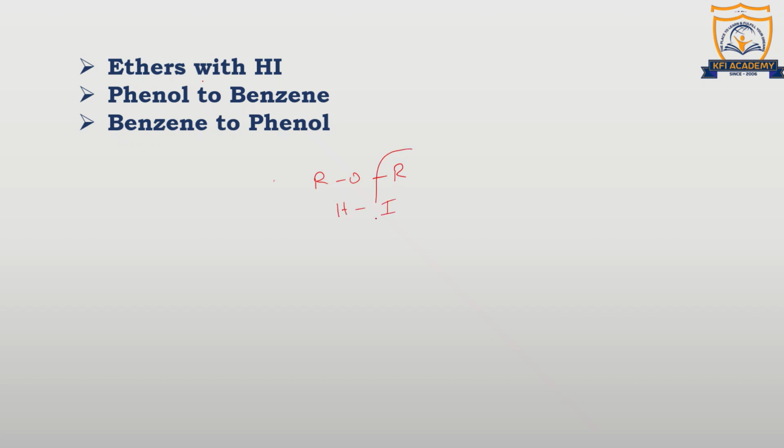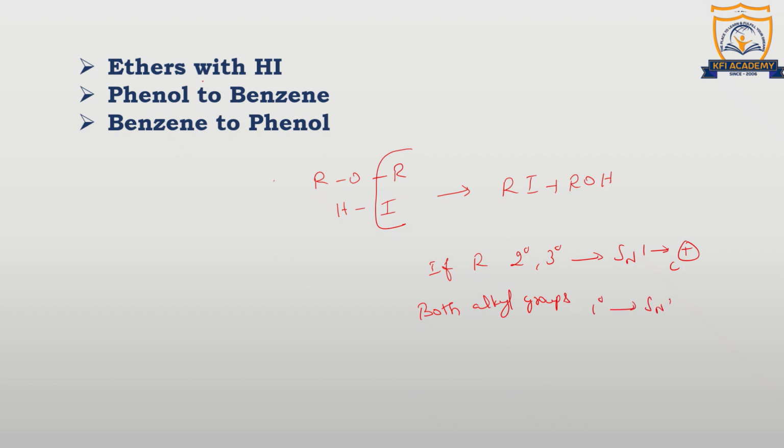So commonly we can write, this will become RI plus ROH. But there is only one condition. If this R is secondary or tertiary, it will follow the SN1 mechanism, that means stability of carbocation. Carbocation stability. In case both alkyl groups are primary, then it will follow the SN2 mechanism. So this is the thing.